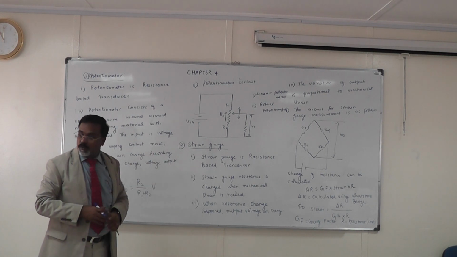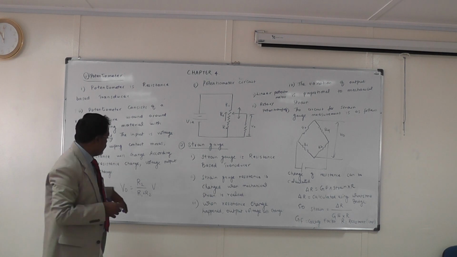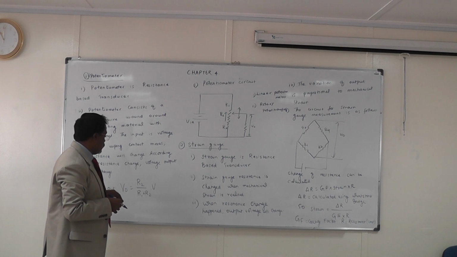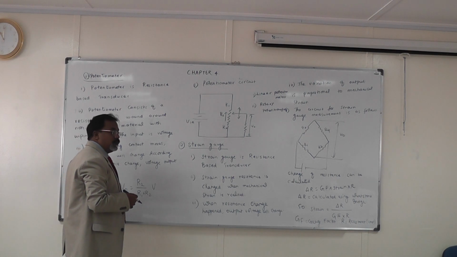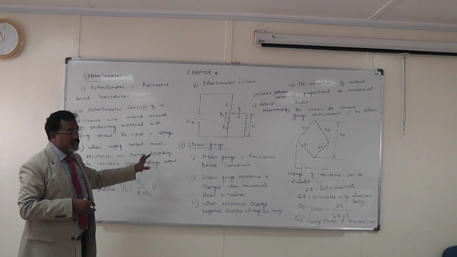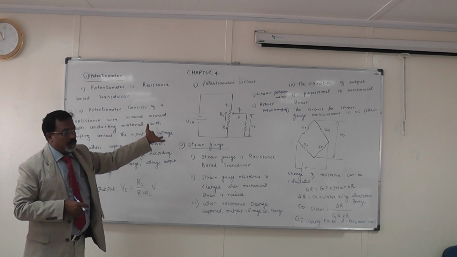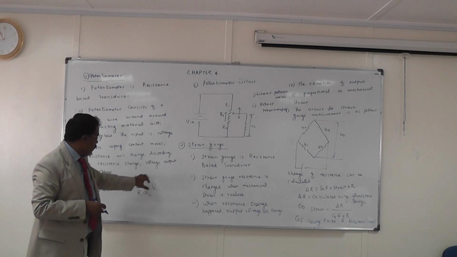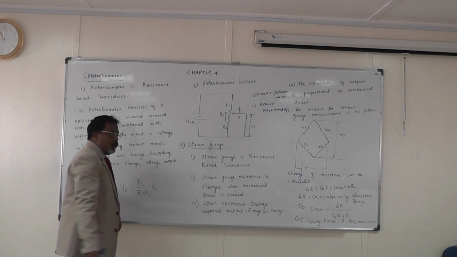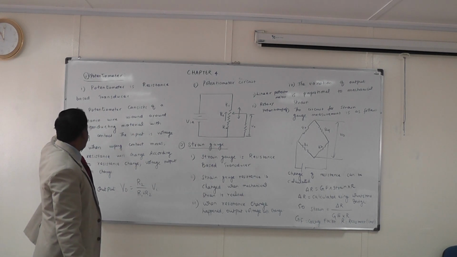The strain gauge. Next one is strain gauge. V0 equals R2 by R1 plus R2 into V, where V is the input. So you find the change in resistance, and then multiply it with V in, and you will get the V output.